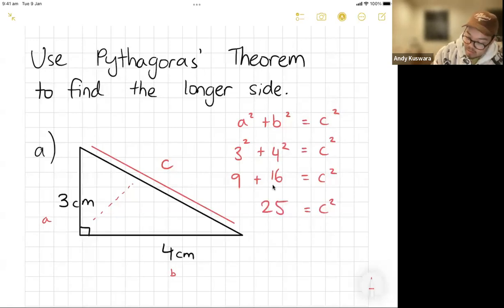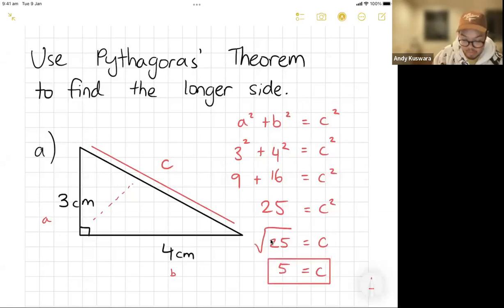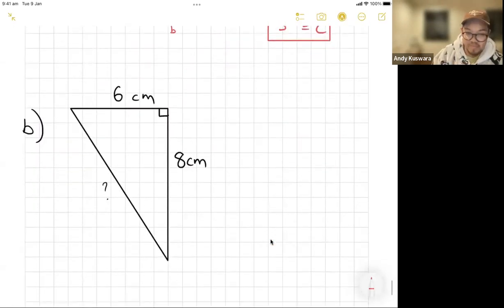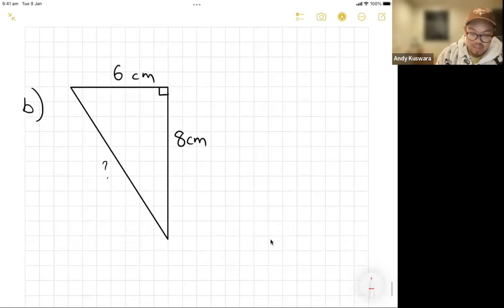Now, we're almost there. The way that I find what c is, the opposite of squaring something, I hope you remember, is square rooting. So note now I don't have my squared anymore, and I've square rooted this side. That tells me that my answer C is the square root of 25, and that's actually quite a nice number. It's 5. So C equals 5 centimeters. Now have a go at this one here. Maybe pause the video, give it a shot.